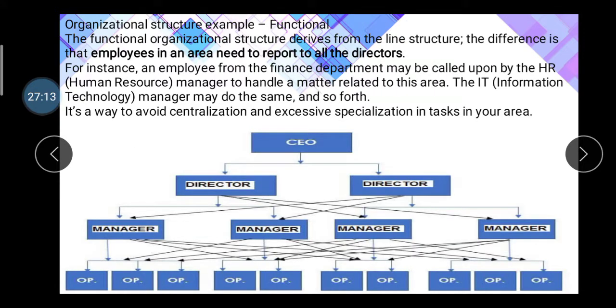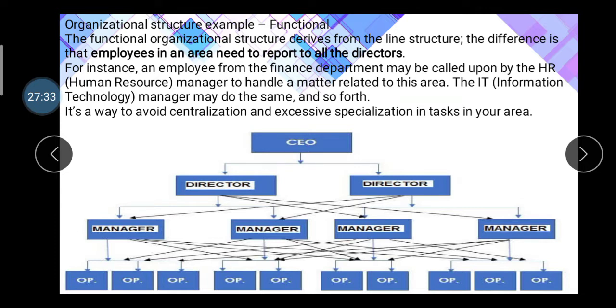Then after the line and staff, after the line organization structure, the second one is the functional organization structure. The functional organization structure is derived from the line structure. The difference is that employees in the area need to report to all directors.